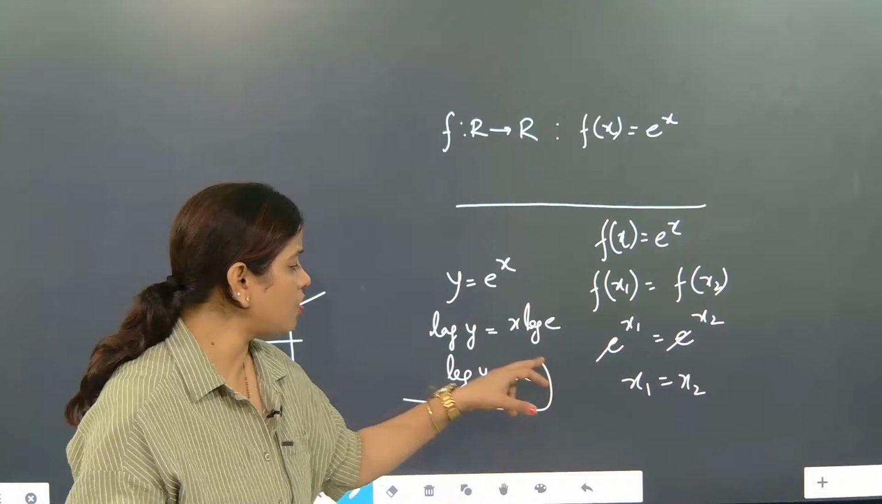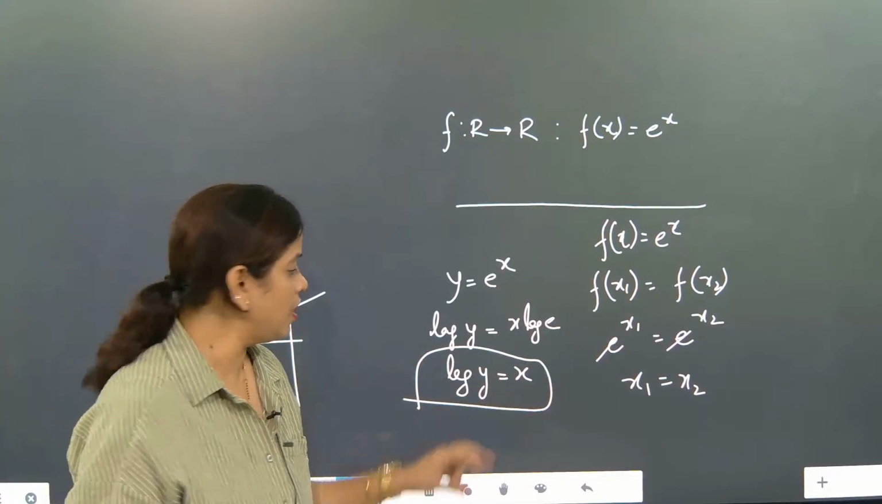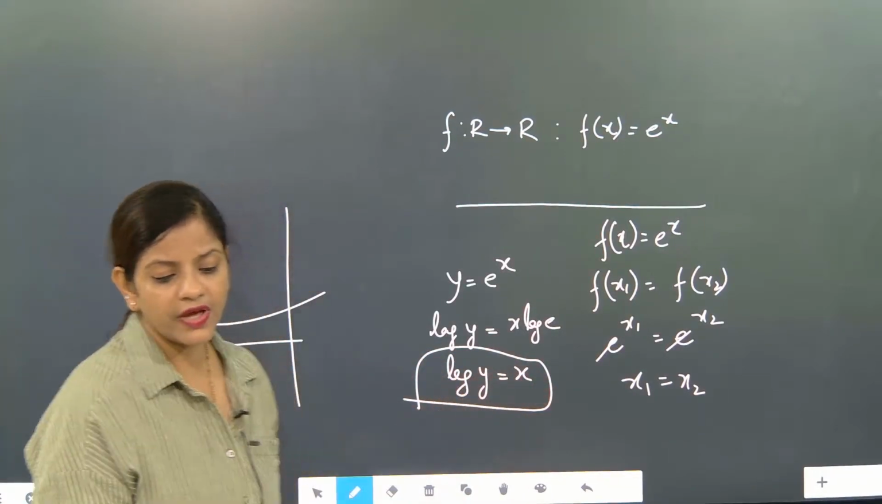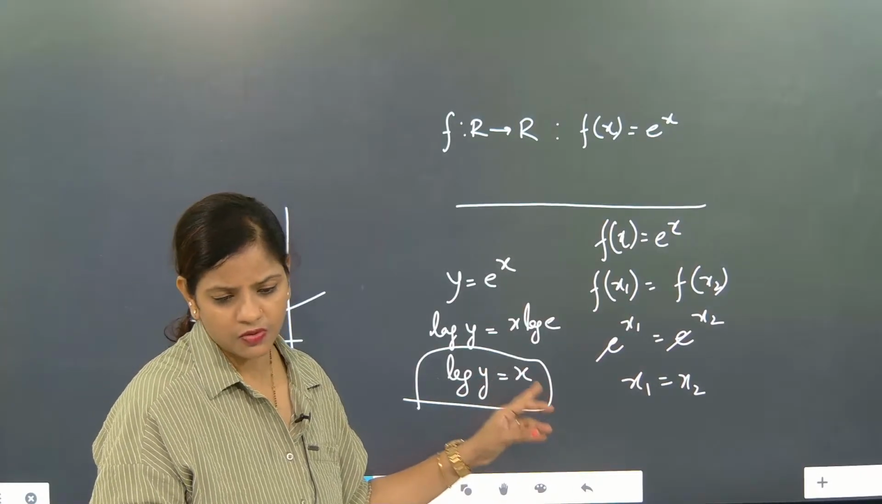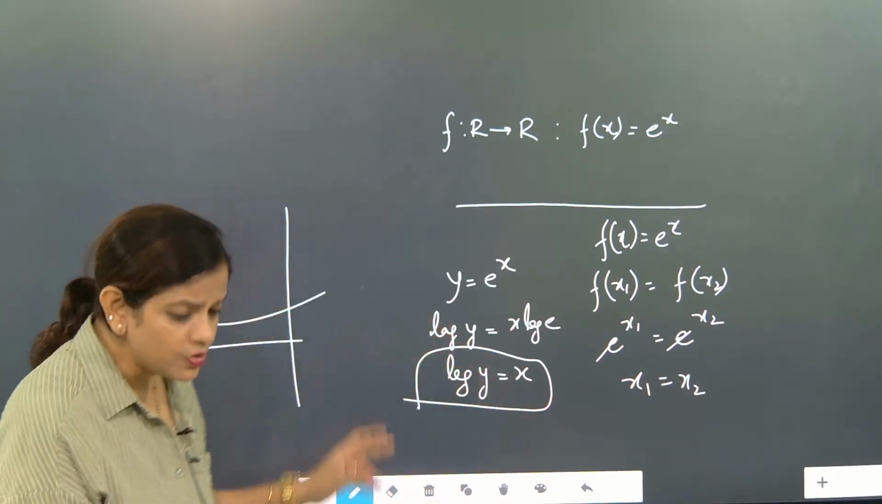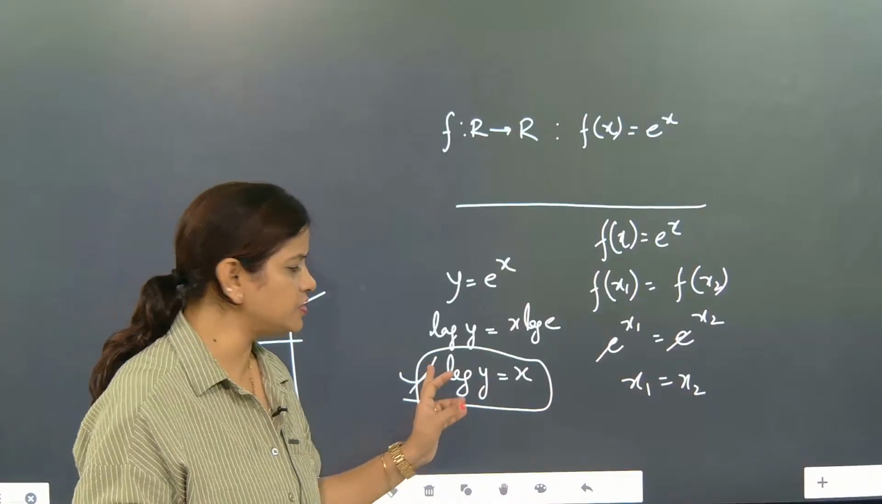So here, beta, log of y is equal to x is given to you. The moment log of y is equal to x, the moment y becomes equal to 1, x becomes 0. Understood or not? So here there are some values for log and exponent which will not be covered.